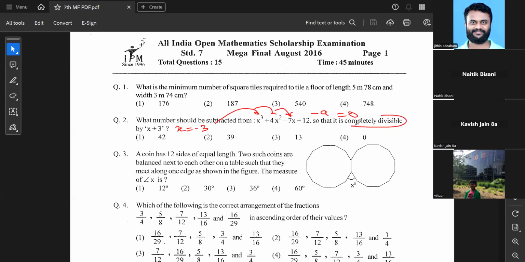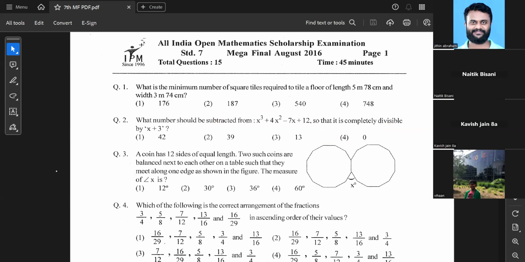This number should be completely divisible, which means the remainder should be 0. Normally, when you substitute this, whatever answer you get is the remainder. But in this case, since it is completely divisible, the remainder should be equal to 0. So when you solve this, including A, taking 12 minus A and equating it to 0, you will get the value of A. Okay, sir, understood. So we have to equate to 0. Correct.